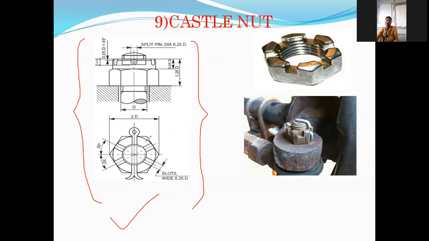Likewise, you can see here. If you observe, whatever this is, it is a bolt. This one is the bolt. This one is the split pin. Okay. And where is the nut? Nut is here.